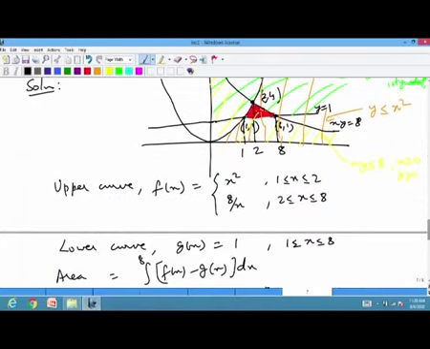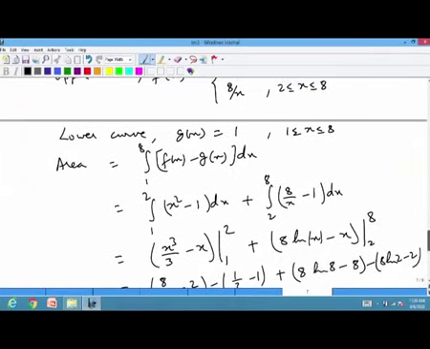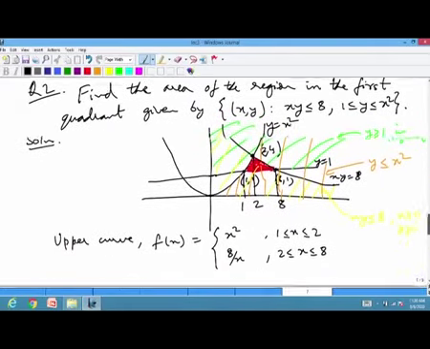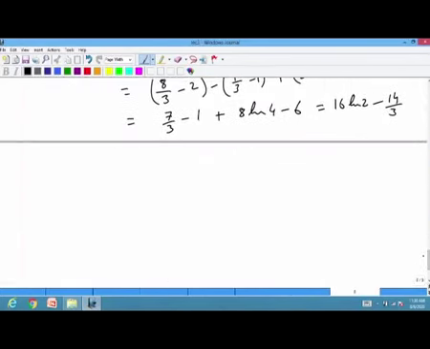Now, here note that because this upper curve was different in different intervals, from 1 to 2 and 2 to 8, we had to calculate this area by splitting it into a sum of two integrals. This problem can also be done in another way. So, let us write another way.